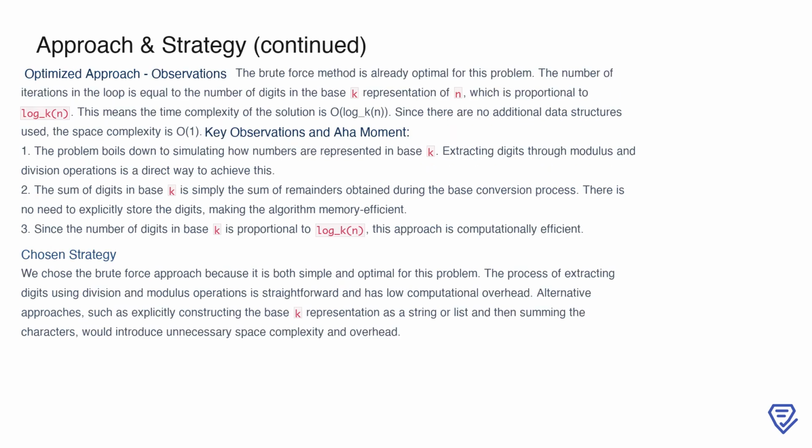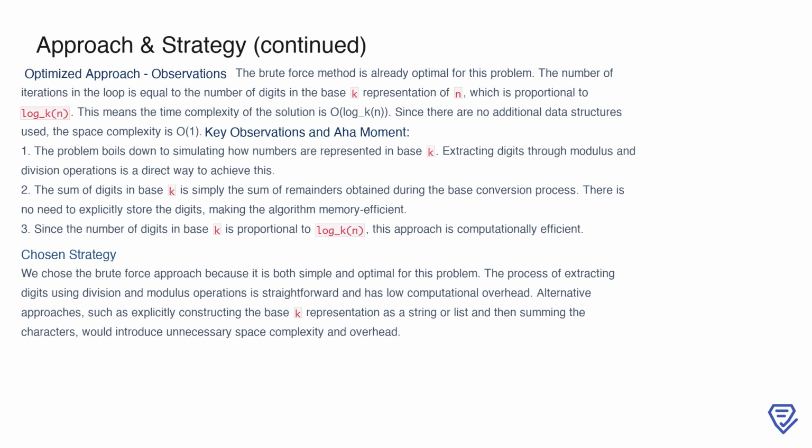When we analyze the brute force approach, we find that it is already optimal for this problem. The number of iterations in the loop corresponds to the number of digits in the base k representation of n, which is proportional to the logarithm of n with base k, or log_k(n). As a result, the time complexity of this approach is O(log_k(n)). Additionally, since we don't use any extra data structures and perform the calculations in place, the space complexity is O(1). There are some key insights that make this approach efficient.